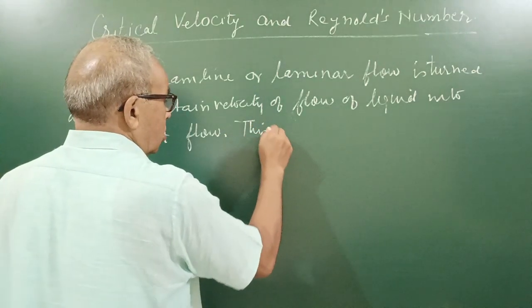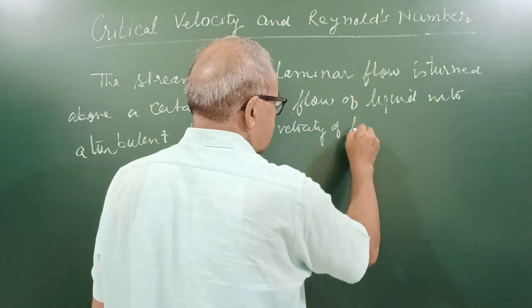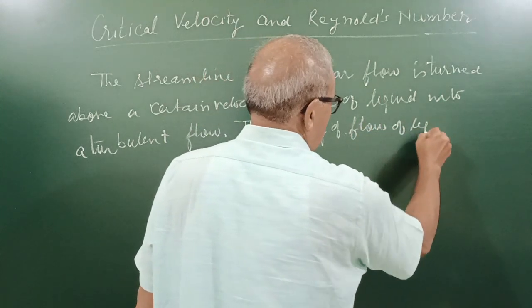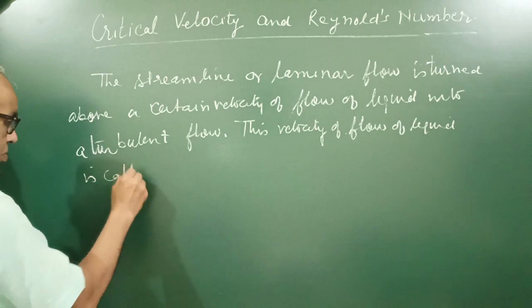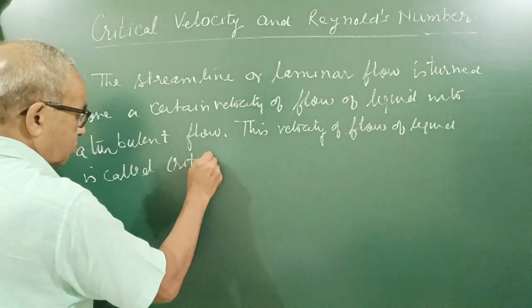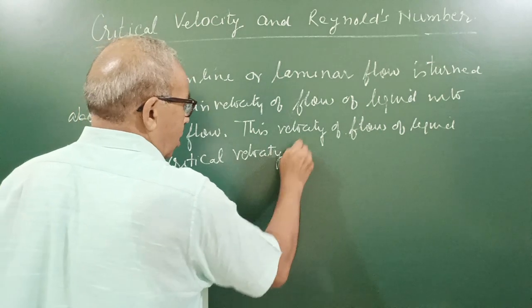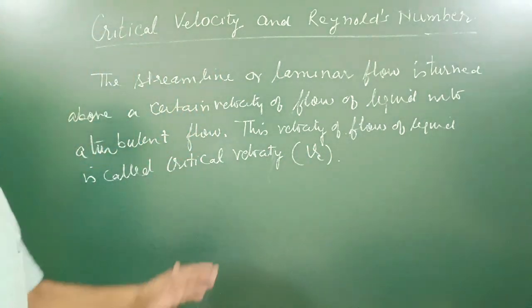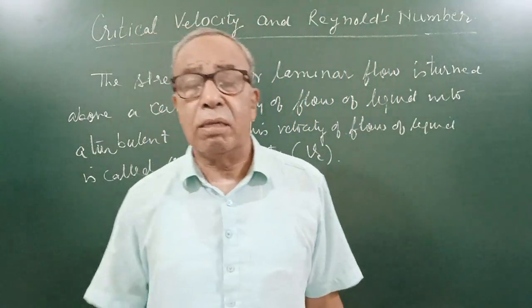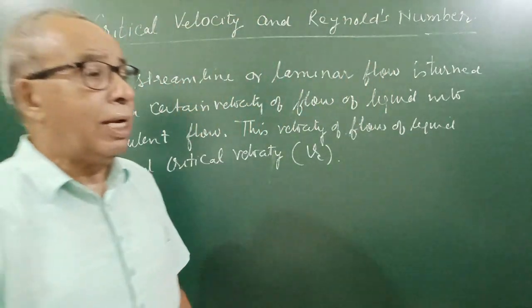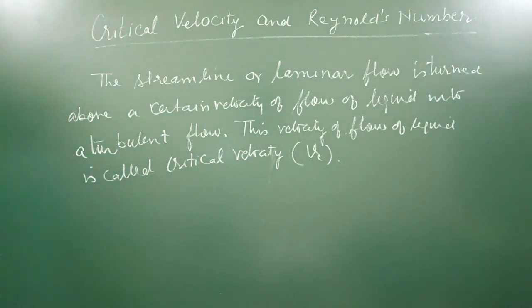This velocity of flow of liquid is called critical velocity, and I will write it as VC. If velocity of flow is above a certain velocity, it is critical. Actually, the meaning of the word critical should be very clear. Critical means it is a line, it is a point, it is a value above which the situation transits from one state to another.